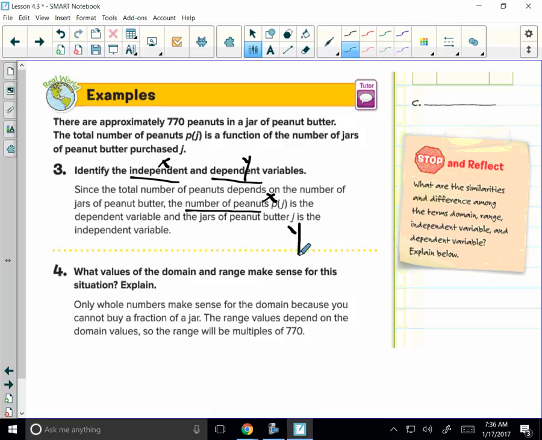And then number 4 says, what values of the domain and range make sense for the situation explained? And it says only whole numbers make sense for the domain because you cannot buy a fraction of a jar. So when you're talking about real world instances, you need to think about numbers that actually make sense. Now the range value depends on the domain value, so the range will be multiples of 770. Because if you have 1 jar of peanut butter, well, that's 770 peanuts. Now if you have 2 jars, we know we could take 770 times 2 and get our answer right here. That's why it would be a multiple. It's almost like counting by 770.